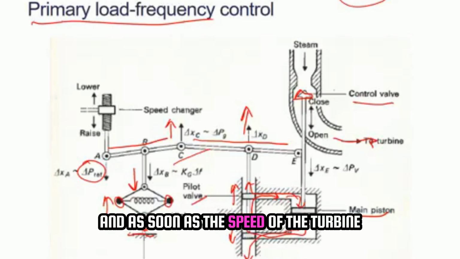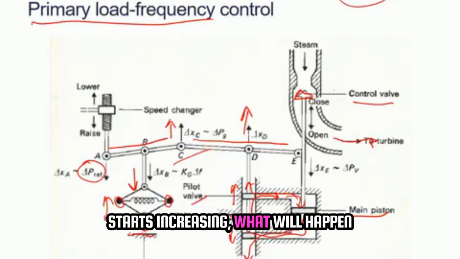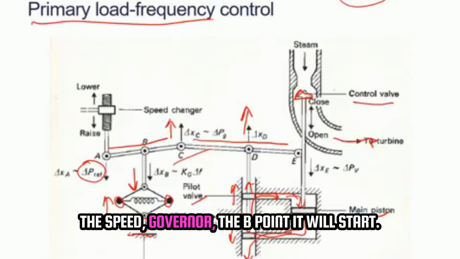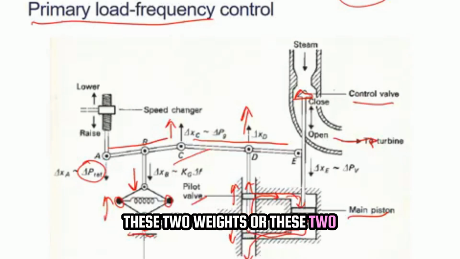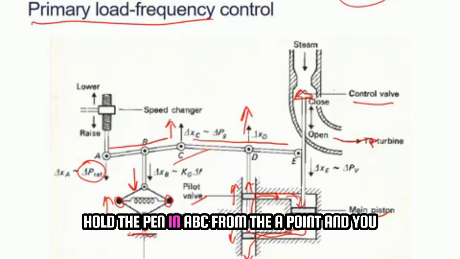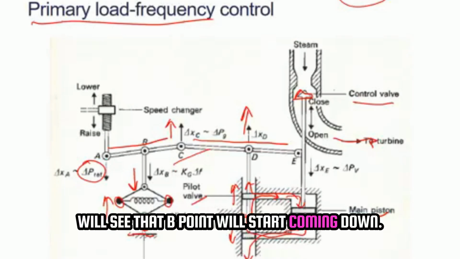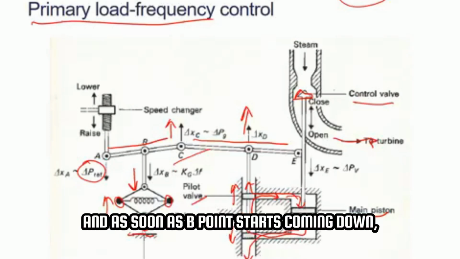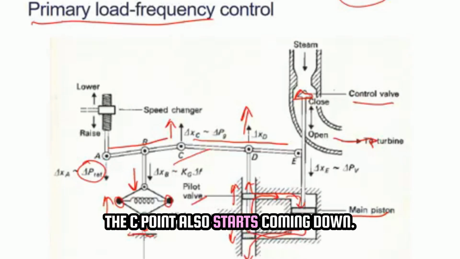And as soon as the speed of the turbine starts increasing, what will happen? The speed governor, the B point, these two weights or these two balls will start expanding. And as soon as it starts expanding, the B point will gradually come down. Again, hold the pen in ABC from the A point, and you'll see that B point will start coming down. And as soon as B point starts coming down, the C point also starts coming down.